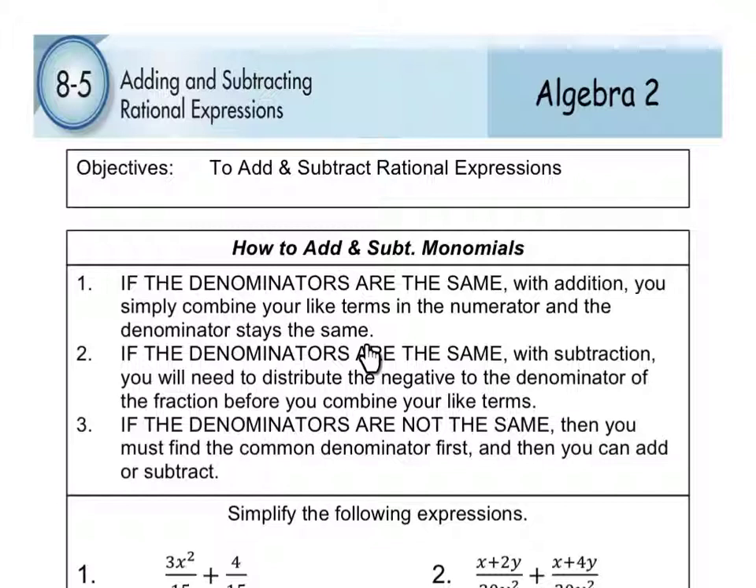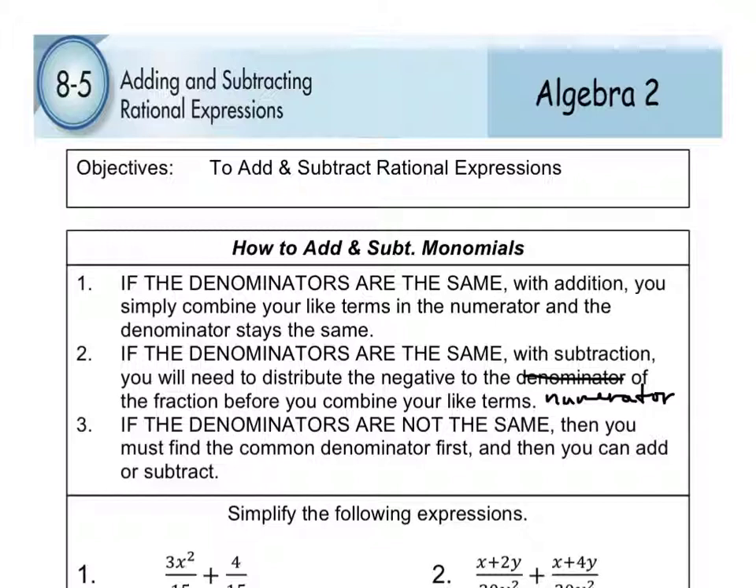Now, with subtraction, essentially it's going to be the same thing, except if you have more than one term in the second item, you're going to have to distribute the negative. And that's what I'm talking about here in number 2. If the denominators are the same, with subtraction, you'll need to distribute the negative to the numerator, not denominator. So this part right here should be numerator of the fraction before you combine your like terms.